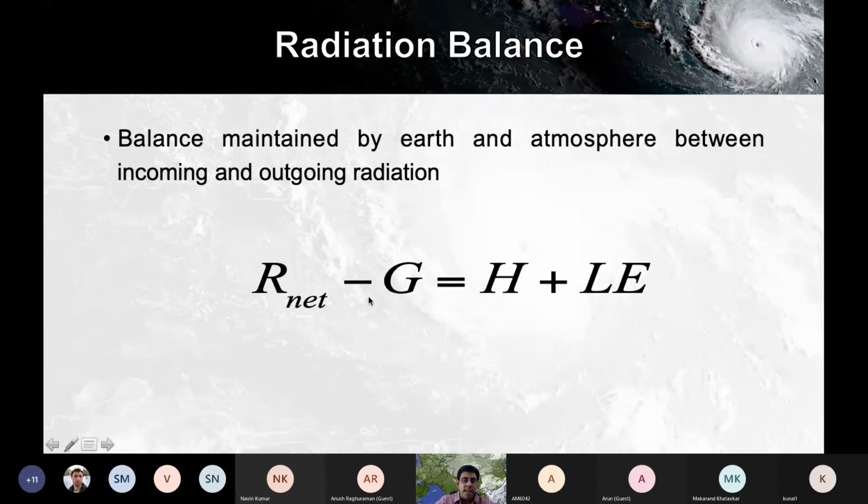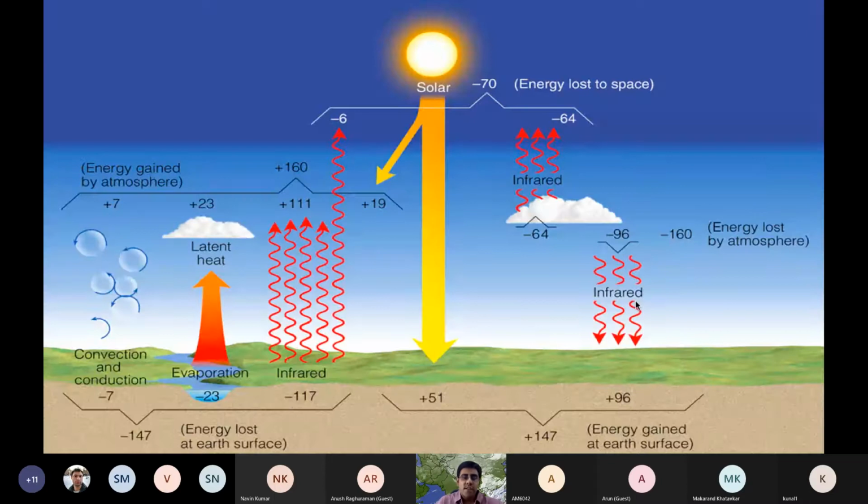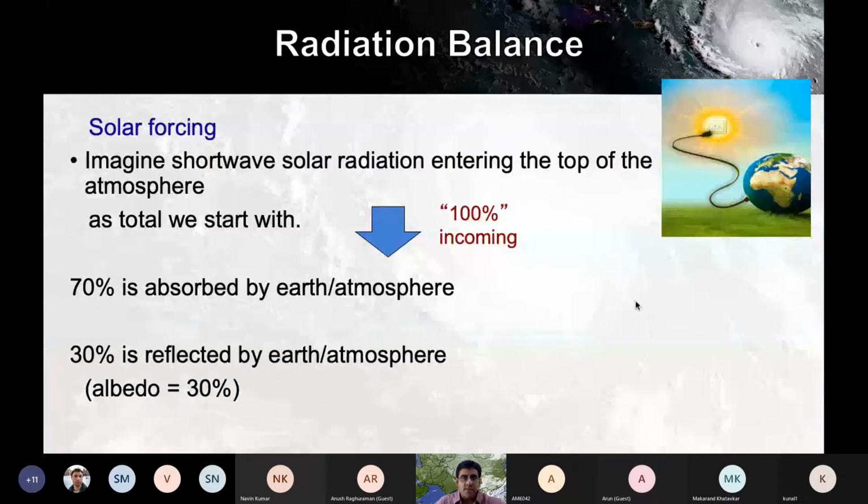So just remember this equation. I will tell you the terms in this equation at the end. But just remember this: R net minus G equals H plus LE. This is the radiation balance for the Earth. Don't worry about the terms right now. I will tell you, just hold on for five or 7 more minutes. Okay, so this is a complete picture. Let us break it down.